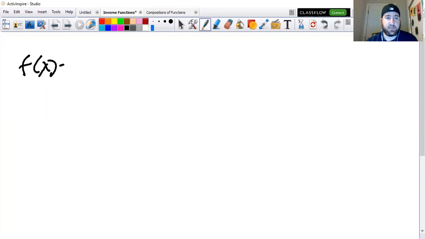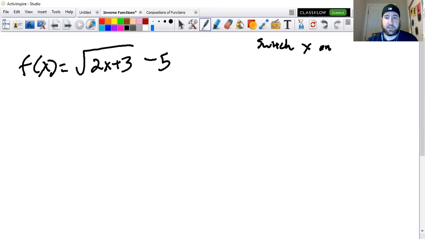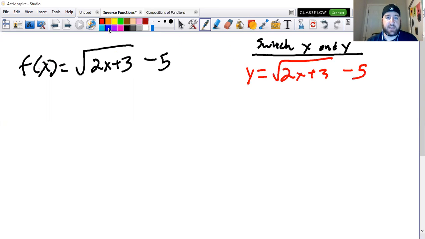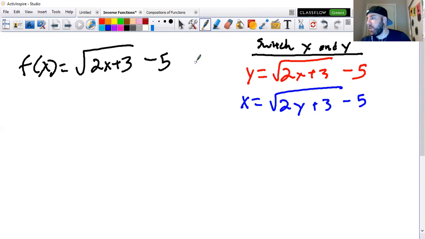All right, so f of x equals square root of 2x plus 3 minus 5. Okay, so switching x and y. All right, so again, I'm going to start by replacing f of x with y. Y equals square root of 2x plus 3 minus 5. Flip x and y. X equals square root of 2y plus 3 minus 5. Okay.